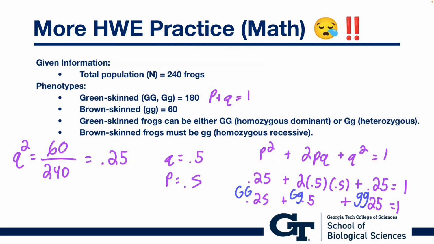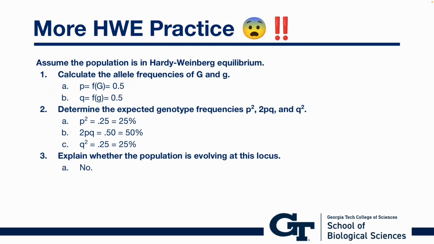Is the population evolving? No, because, again, are we differing from this percent? I'll just work out an example of why we're not evolving real quick. We have 240 frogs, and 25% of them should be homozygous recessive, so brown. So we multiply this by our percentage. And what do we get? We get 60 frogs. Because what we're observing aligns with our math, no, the population is not evolving.